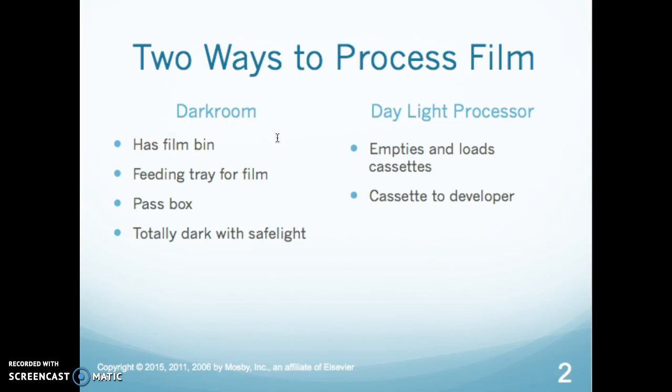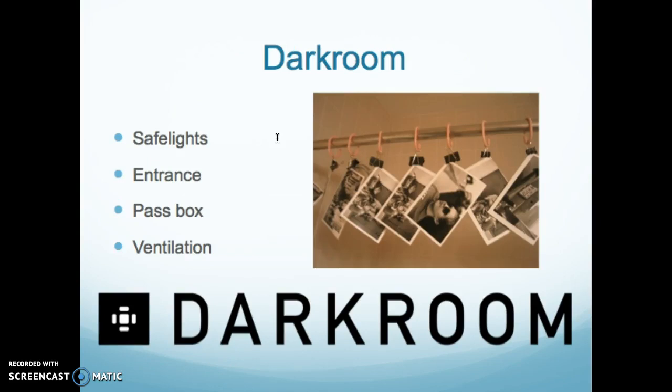The darkroom has a film bin, a feeding tray, a Passbox, and is totally dark with the safe light. A daylight processor is kind of like our little readers that we have for our CRs. It empties and loads the cassette and runs the film through a developer. So a darkroom has a safe light, an entrance, a Passbox, and ventilation. So that's the most important thing.